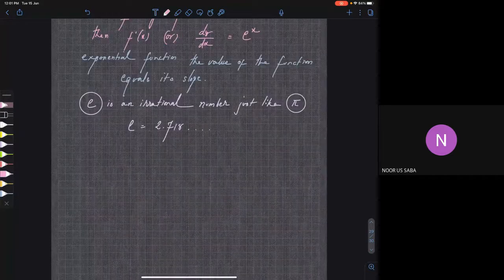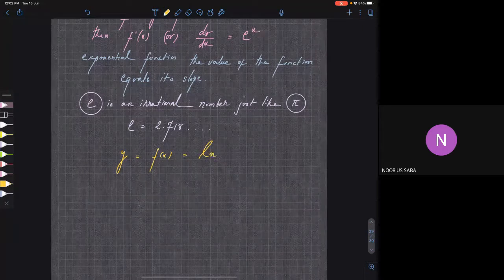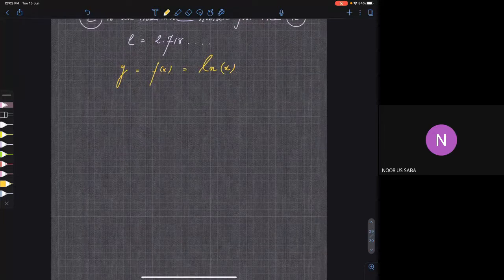Let me go to the next question. If y equals f of x equals natural log of x. What do you mean by natural log of x? Log to the base e.